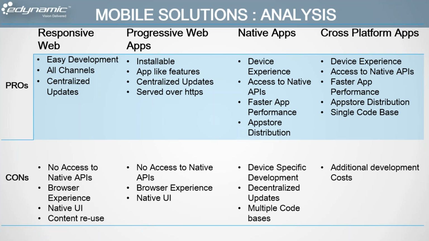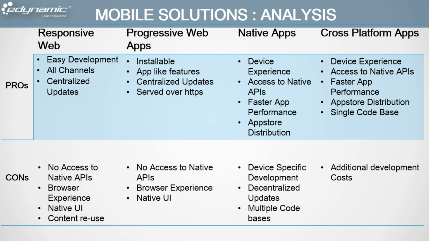Going forward, I'm going to do some analysis of the existing mobile solutions that we have, and this might help in choosing the right sort of strategy for our mobile section. When we talk about mobile, these are the options that we have. Either we can have a responsive web, we can go for progressive web apps, we can opt for native apps, and the last one is cross platform apps. These are the pros and cons that we have on the screen at the moment.